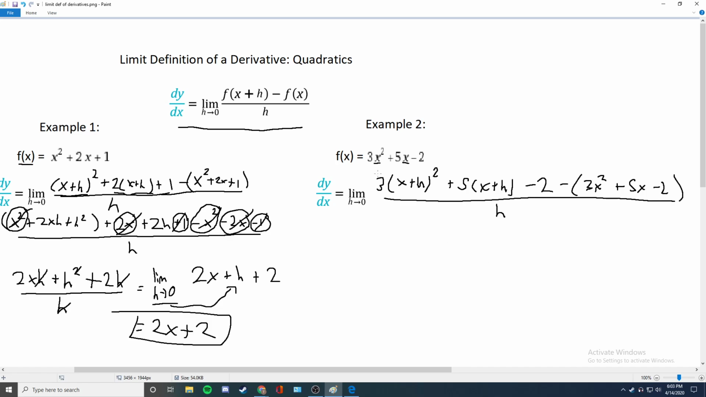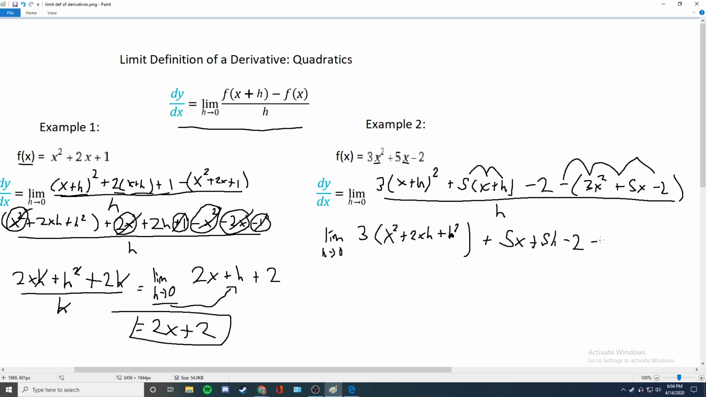Just like the last one, we're just going to simplify this stuff out. So we've got the limit as h approaches 0 of 3 times (x squared plus 2xh plus h squared), that's an h, plus, we'll distribute this 5 through, so we get 5x plus 5h minus 2, and then I'll distribute this negative to all three of these again. So minus 3x squared minus 5x plus 2. And again, still all over h.